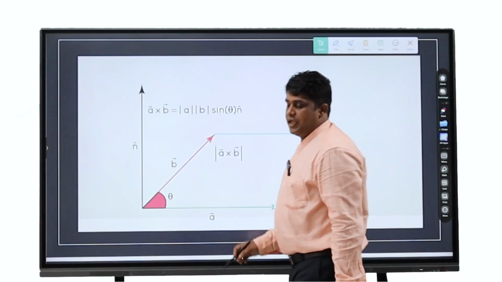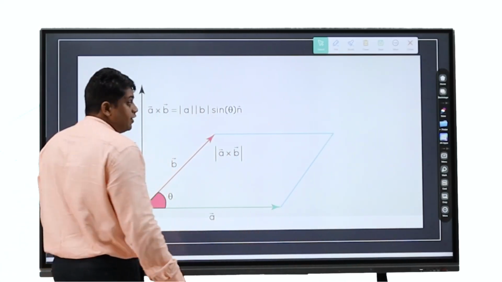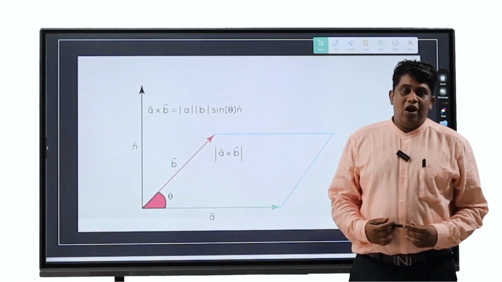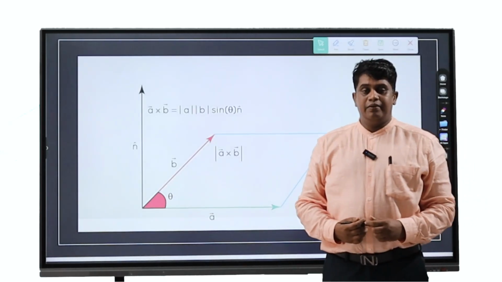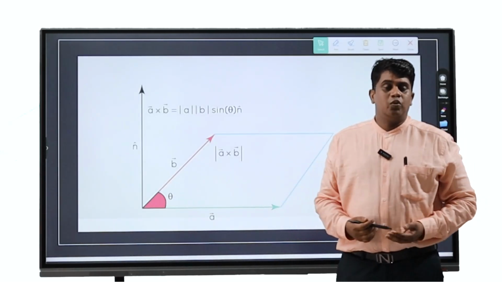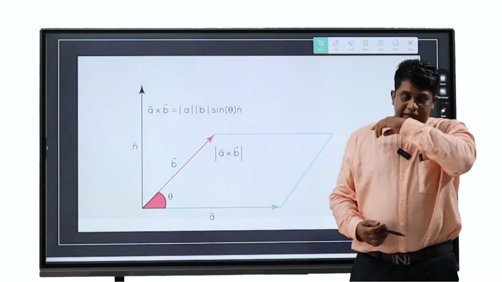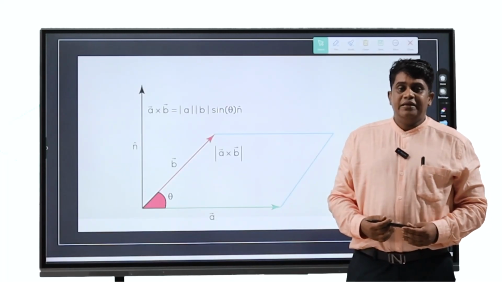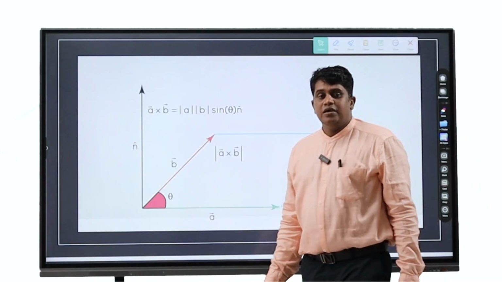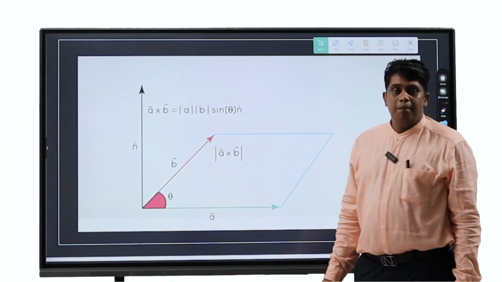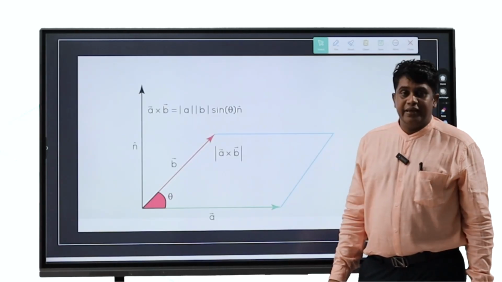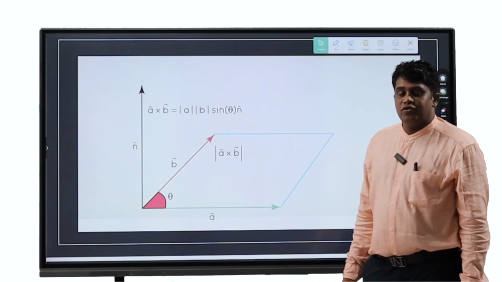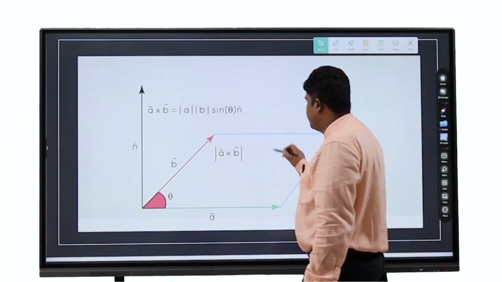What is A cross B? A cross B is equal to magnitude of A into magnitude of B into sine theta n cap, where n cap is a unit vector perpendicular to both A and B. It provides direction to A cross B. That is why the direction of A cross B is perpendicular to both A and B. The result of cross product is a vector. The result of dot product is always a scalar.